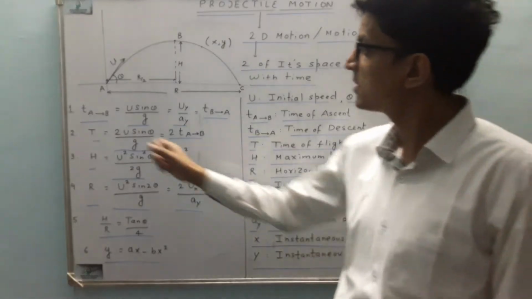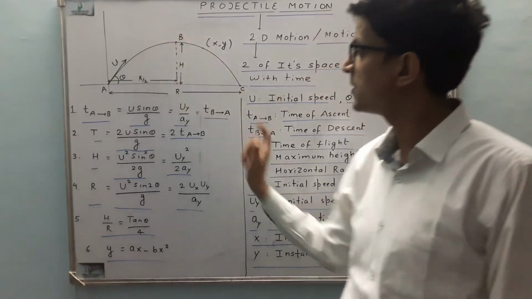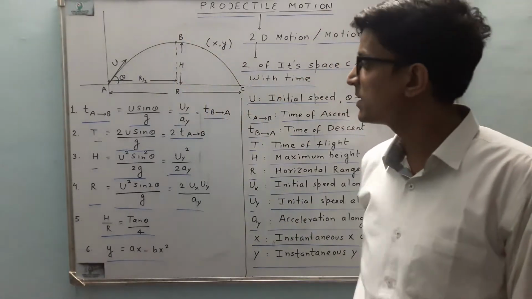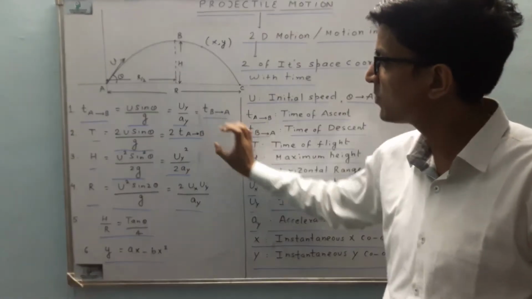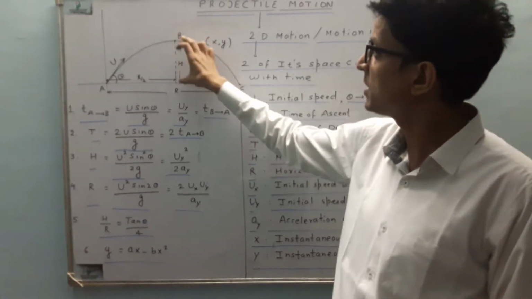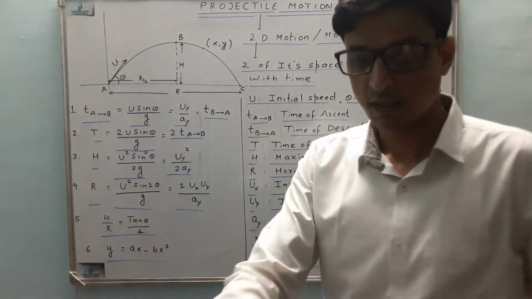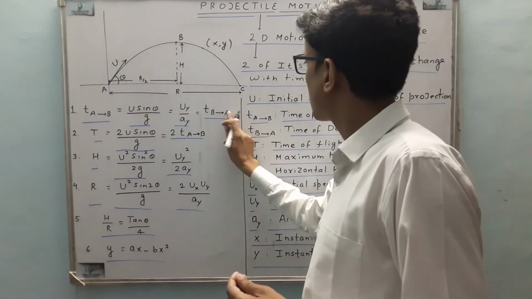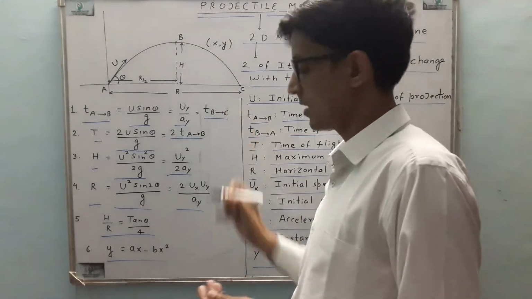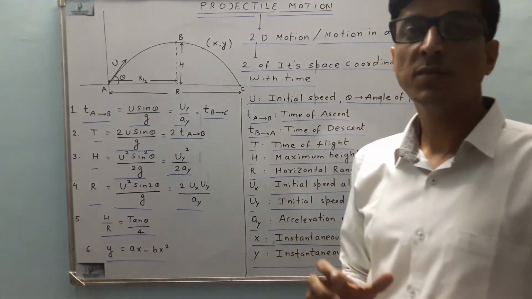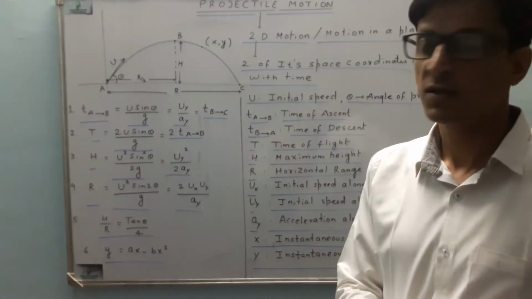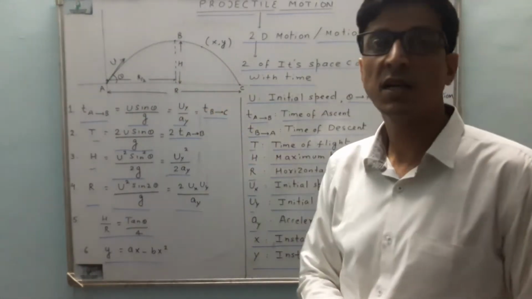The first thing is the time taken from point A to point B. It's equal to u sin theta by g. It can be written as uy upon ay, and it is equal to the time taken by the projectile to reach from B to C. Here it should be C. So time taken from B to C. In this case, we have assumed there is no air friction. In that case, the two times are equal.